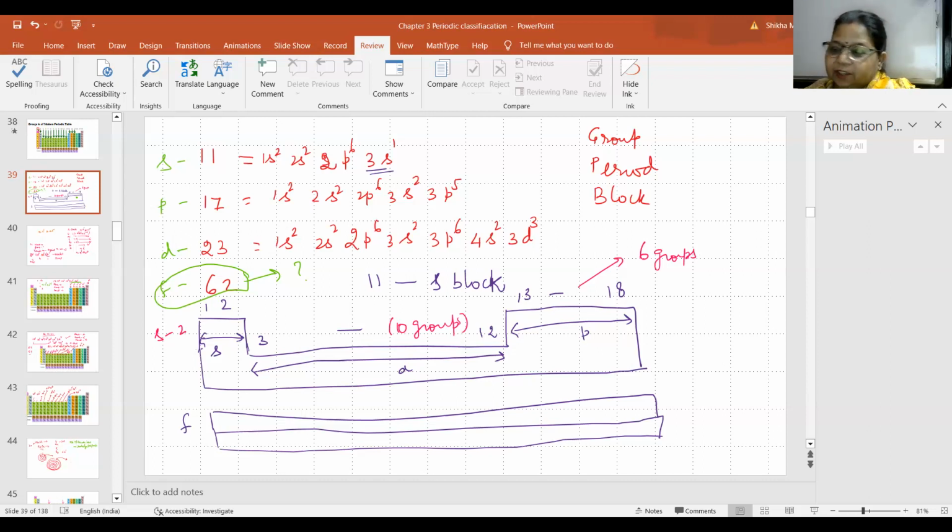Please quickly write the electronic configuration of 62, so that we are done with the blocks and the periods. There is again something to teach you in that.